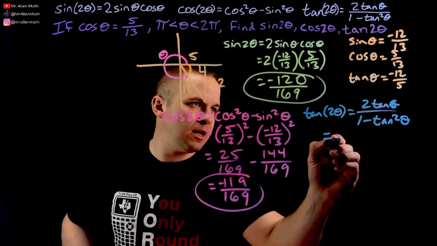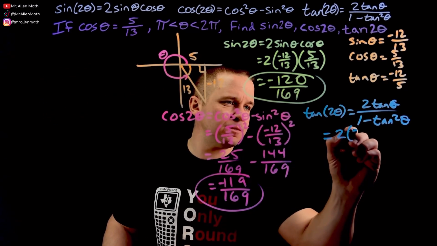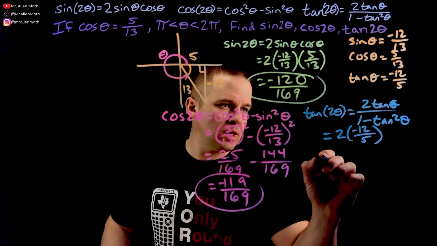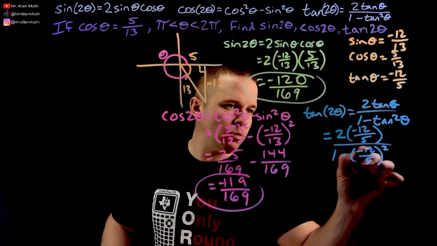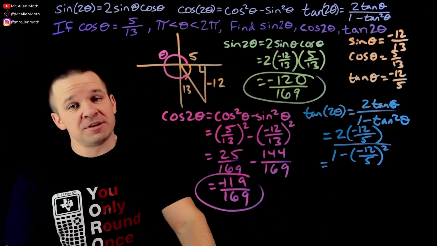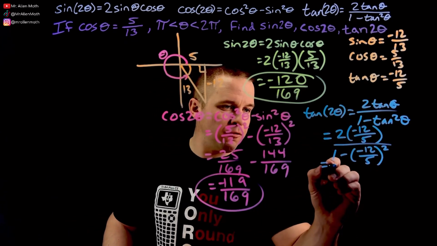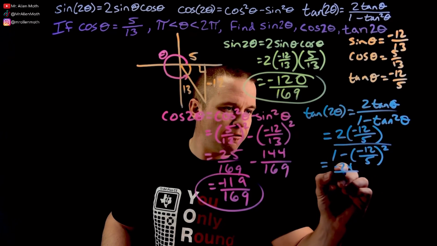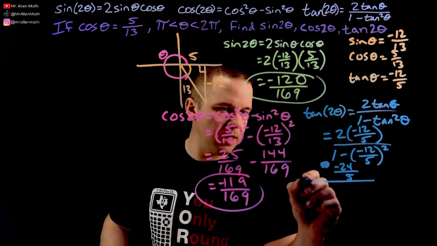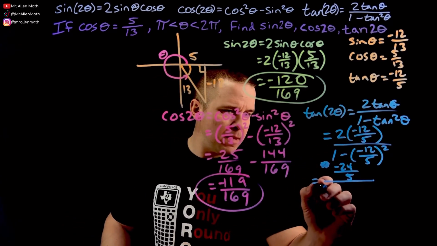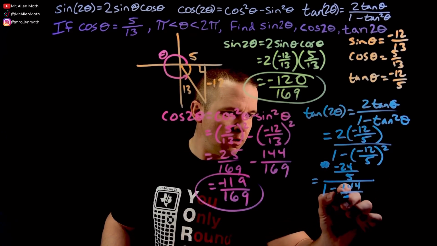We got ourselves negative 12 over 5 for tangent. And then we have 1 minus negative 12 over 5 squared. Fractions of fractions, man. It is what it is. So we have 2 and negative 12. That's negative 24, so negative 24 over 5, all over 1 minus 144 over 25.